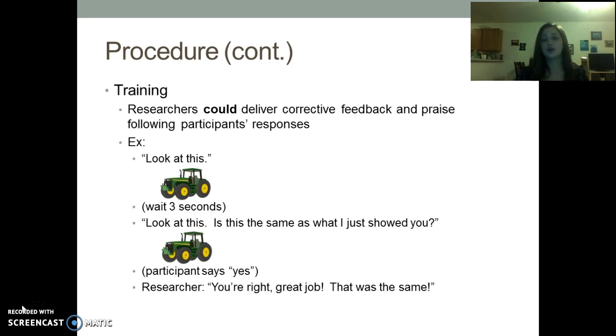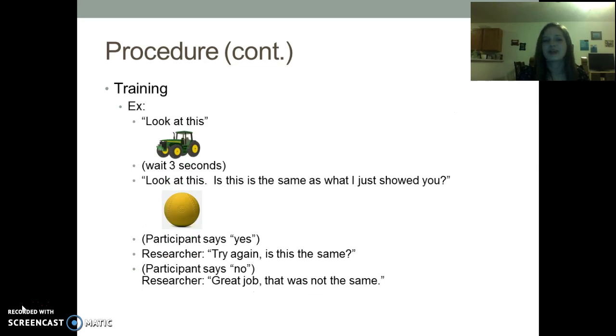During training for program 2B, the researchers could finally deliver the corrective feedback and praise. So it would go something like, "Look at this," they'd show a tractor, then they'd take it away, they'd wait about 3 seconds, and they'd say, "Look at this, is this the same as what I just showed you?" And then the participant would say yes, the researcher would say, "Great job, that's awesome, that was the same."